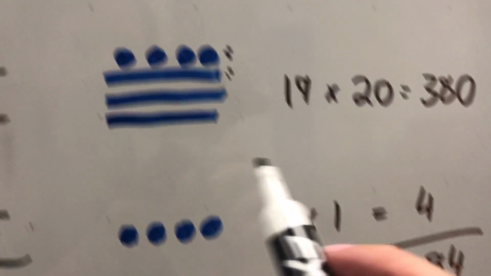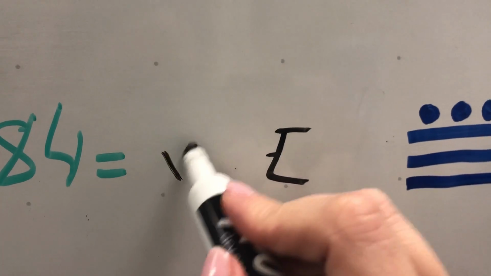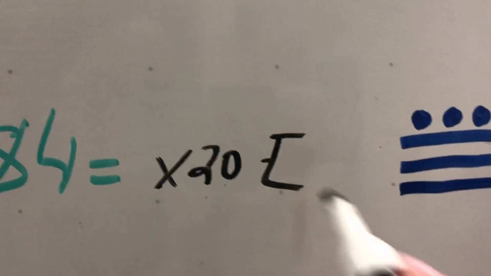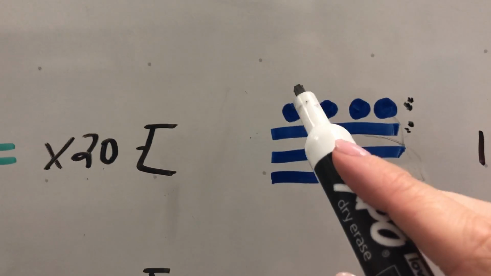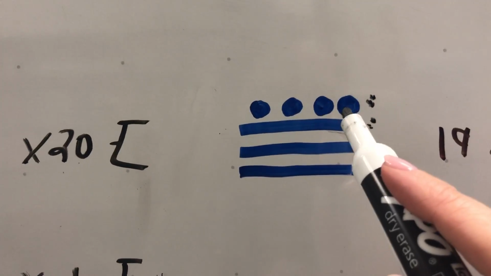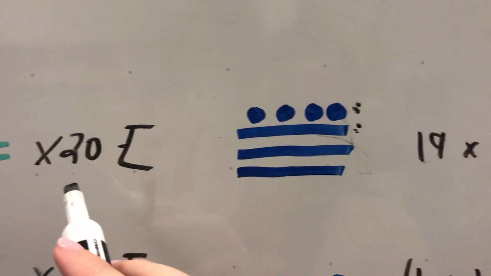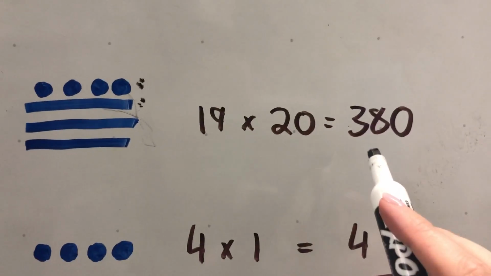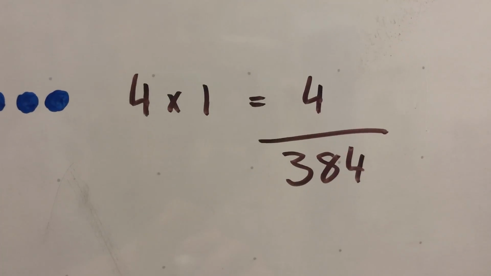We add it up later. Now here, this is our 20s level, so we're multiplying it by 20. Looking at 5, 10, 15, 16, 17, 18, 19. So all we have to do is say 19 times 20, because we're in our 20s level, is 380. And then we can add them all up to be 384.